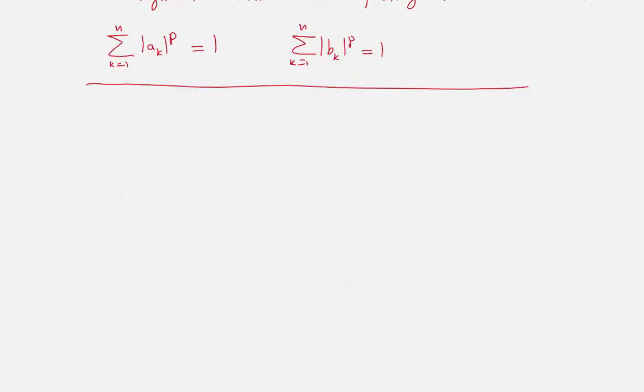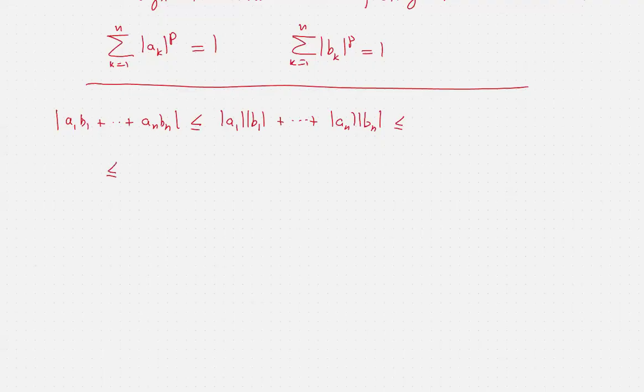|a1 b1 + ... + an bn| is less than or equal to |a1 b1| + ... + |an bn| by the elementary properties of absolute values for real numbers. And of course, this would have been true for complex numbers as well, but we're simply interested in real numbers. And now, apply the Young inequality to each of these products.